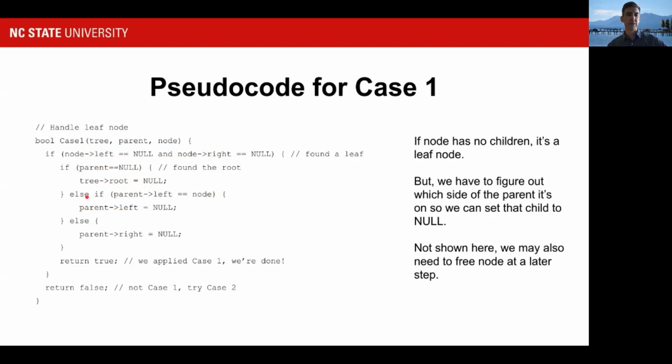Okay, if the root is not null and the parent's left node is equal to the node I'm removing, then I just set the parent's left node to null. Or if it's the right node that's the node I want to remove, then I set the right node to null. And that's all I need to do, right? I just need to have a pointer to the parent of the node I'm removing, figure out is it on the left or the right, and set that corresponding pointer to null, and then we're done with case 1.